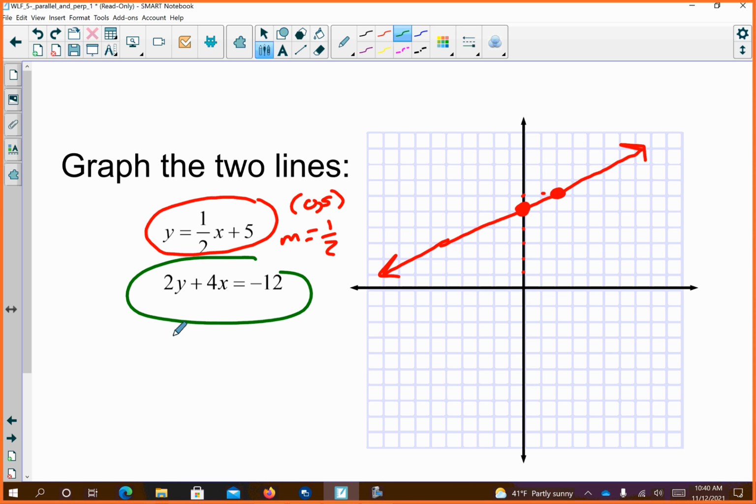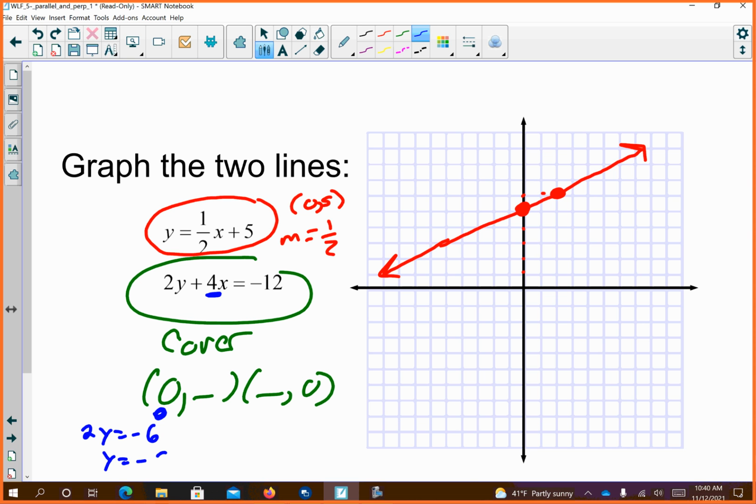This one's set up to do cover method. So 0, comma, blank, blank, comma, 0. All right, so this is an x value, so I'm going to cover that up. So I get 2y equals negative 6, so y equals negative 3. So 0, negative 3 is down here.